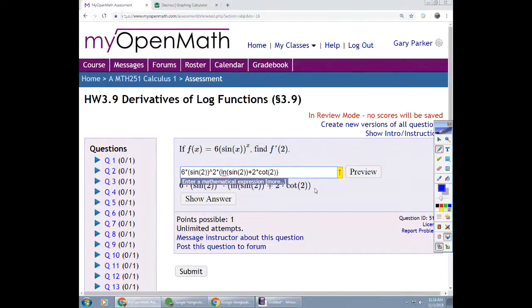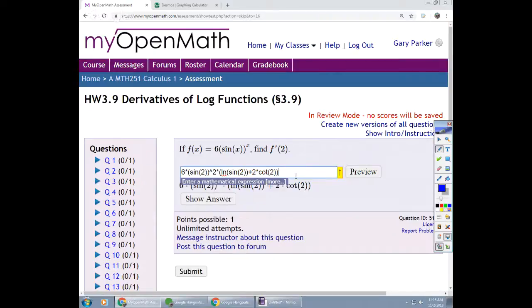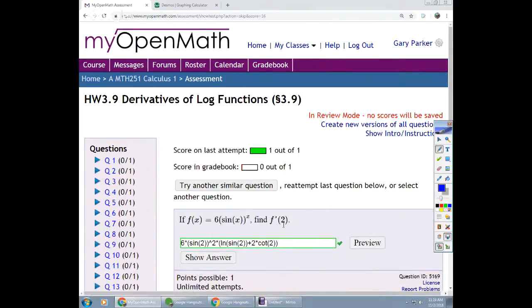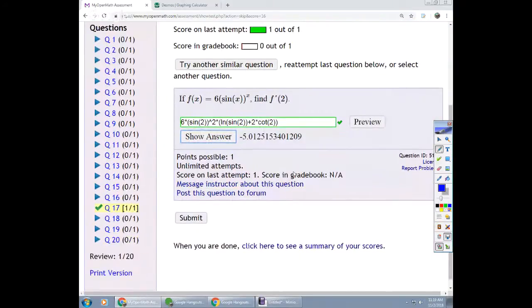And I didn't get any errors, right? If I didn't close a parenthesis, it's going to say, hey, syntax error, something's incomplete, unmatched parentheses. So always pay attention to those errors. And submit. Woo, I got it right. Yay. And they give the numerical answer here. That was exciting. All right, next.